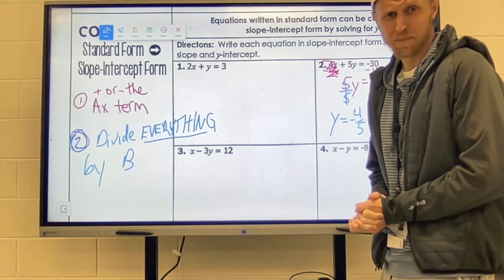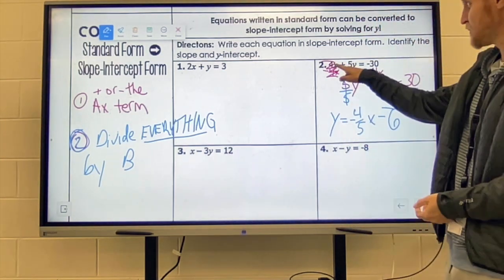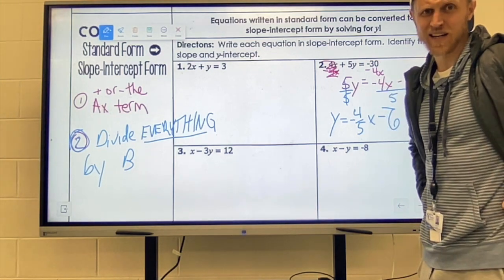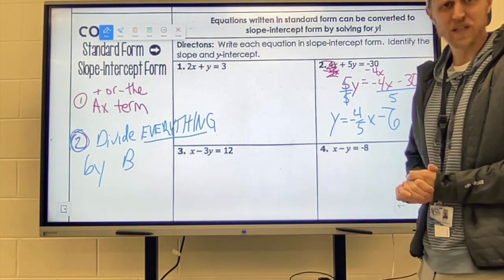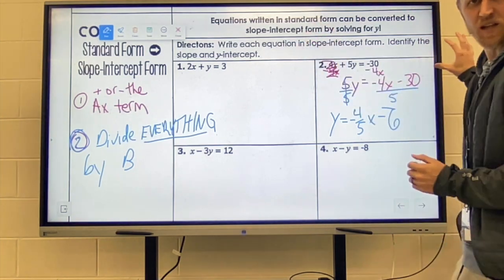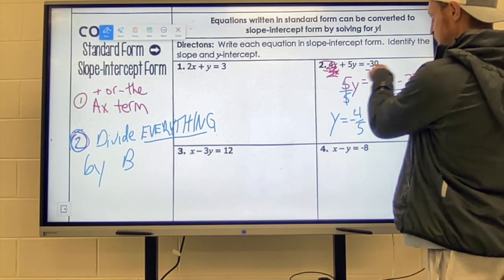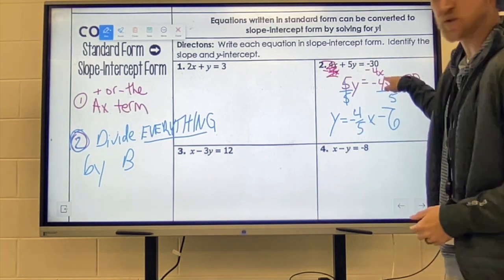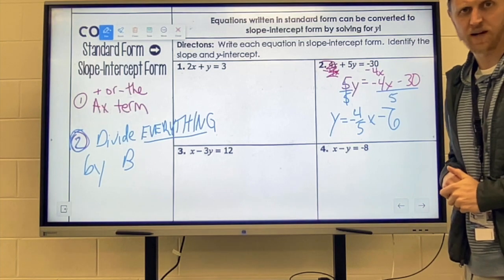Just a quick recap of what we've done here so far. We started with 4x plus 5y equals negative 30. That's standard form. That's not easy to graph. So we did 2 easy steps. Step number 1, we took the 4x and we moved it to the other side by subtracting it. That's the opposite of plus. So that's why we subtracted 4x and we just simply moved it to the other side of the equal sign.